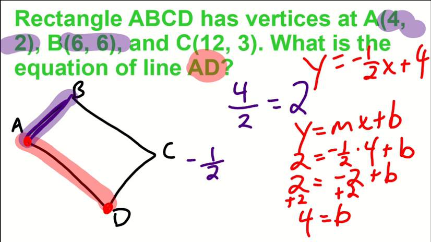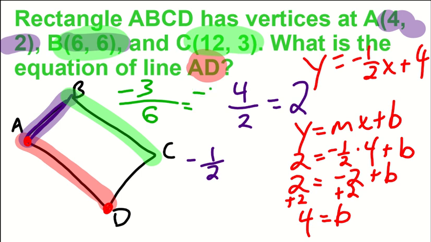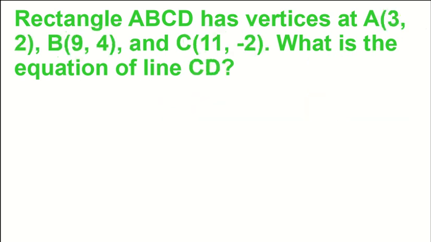If I wanted to, like I said, I could do BC. From B to C, the change in y is going down 3. Change in x is up 6, so that's a slope of negative 1/2. AD is parallel to that, so you see I'm still working out the same thing for the y-intercept. So either way would work to do it. All right, try again. This time you need to find line CD. So a little bit different.